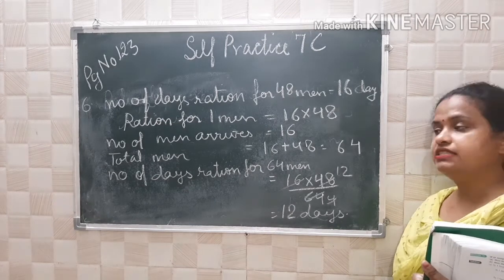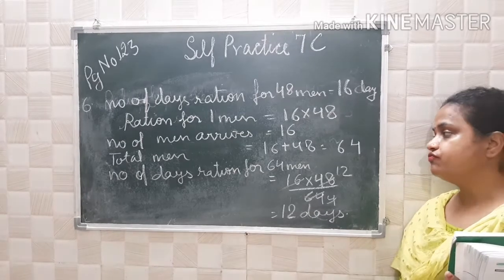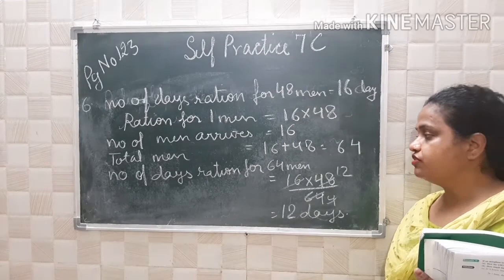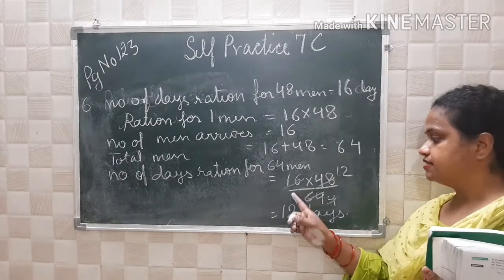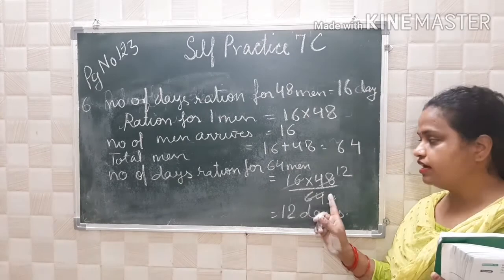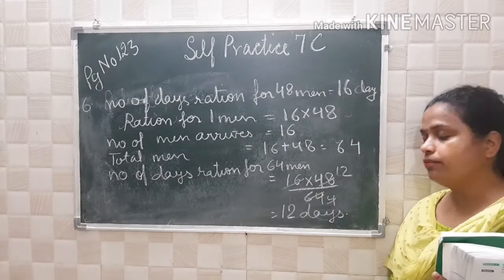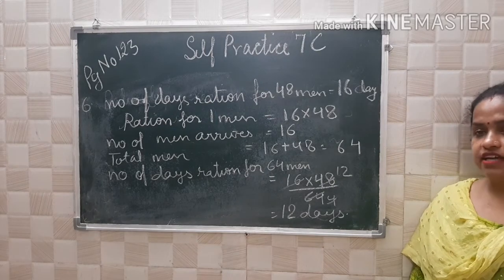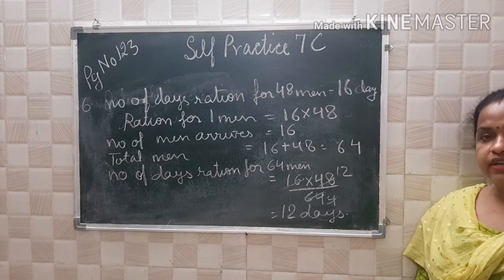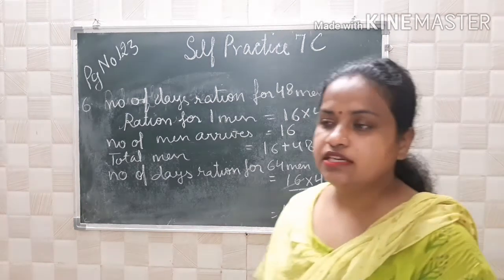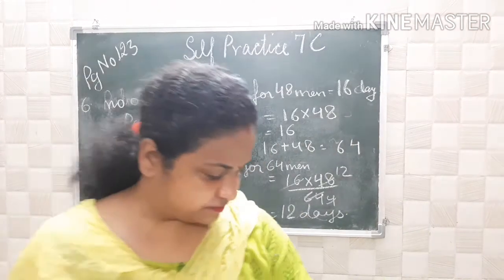The total number of men will be how much? 16 plus 48, that will be equal to 64. The number of days ration for 64 men will be how much? 16 into 48 upon 64. 16 4s are 64 and 4 12s are 48. So how many days it will last? 12 days. The ration for 64 men will last for 12 days. Clear? Now see question number 7.